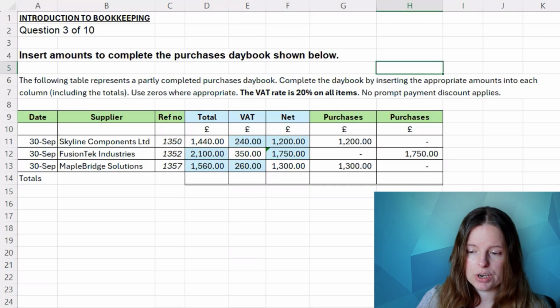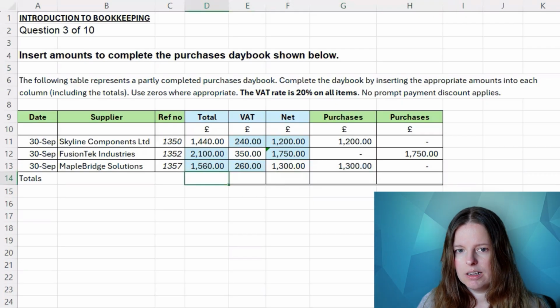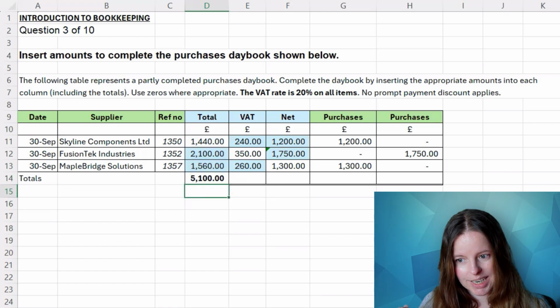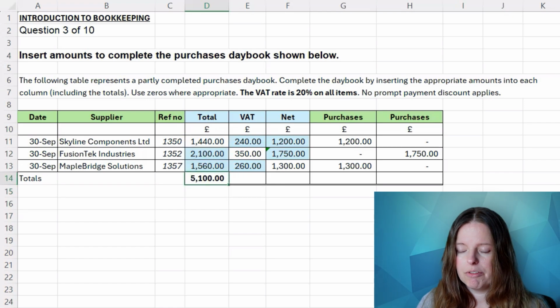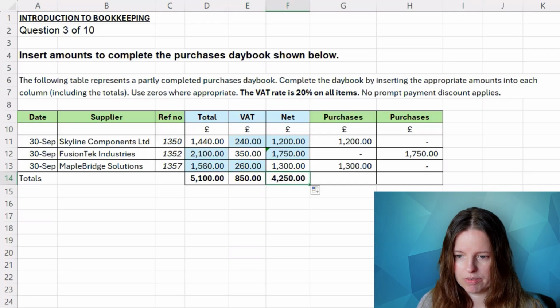So something we haven't done yet that we need to do is add these totals in here. So I am going to cheat and use a sum for this, but you need to add them up yourself. So we've got 5,100 for the gross total. The VAT is £850, so all these three added together, and the net is 4,250.